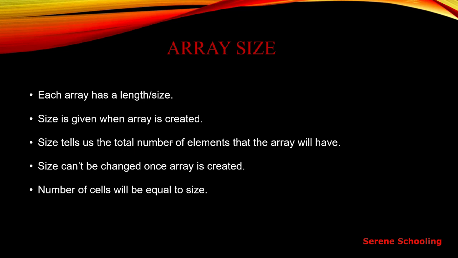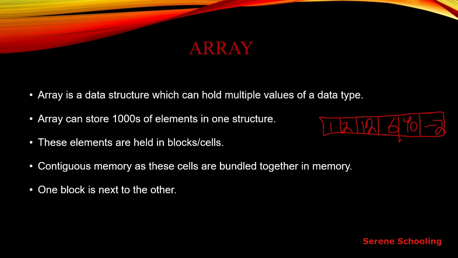And also one important point is that size is given when the array is created. You can give size only while creating an array. You can't change its size later. Size will be fixed, so size can't be changed, and the number of cells will be equal to the size. Suppose you create an array of size 6. Therefore 6 contiguous blocks will be allocated in memory. These blocks will be next to each other.